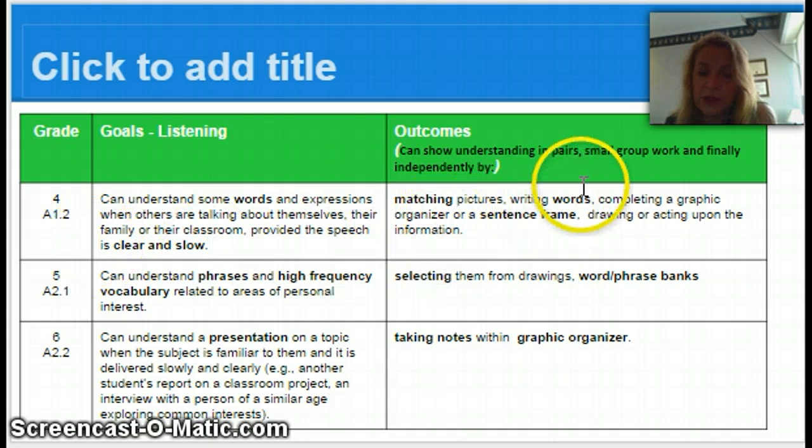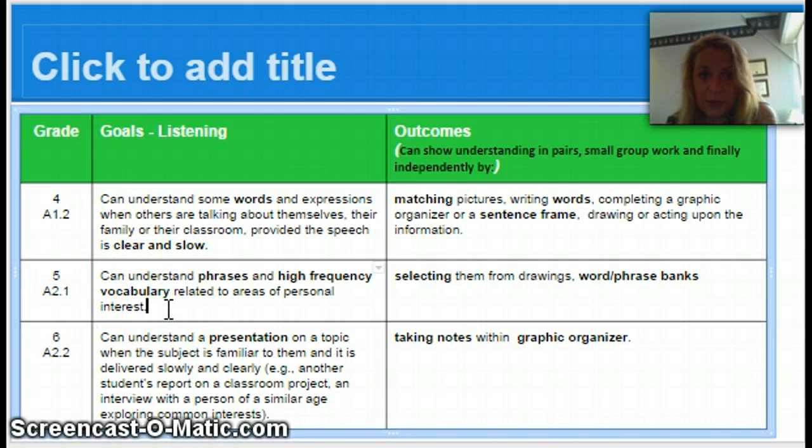And the student can show understanding in pairs, small group work, and finally independently by matching pictures, writing words, completing a graphic organizer or a sentence frame, drawing, or acting upon the information. In fifth grade, when the level comes up to an A2.1, again, the goal shifts a bit. The expectations are a bit higher.